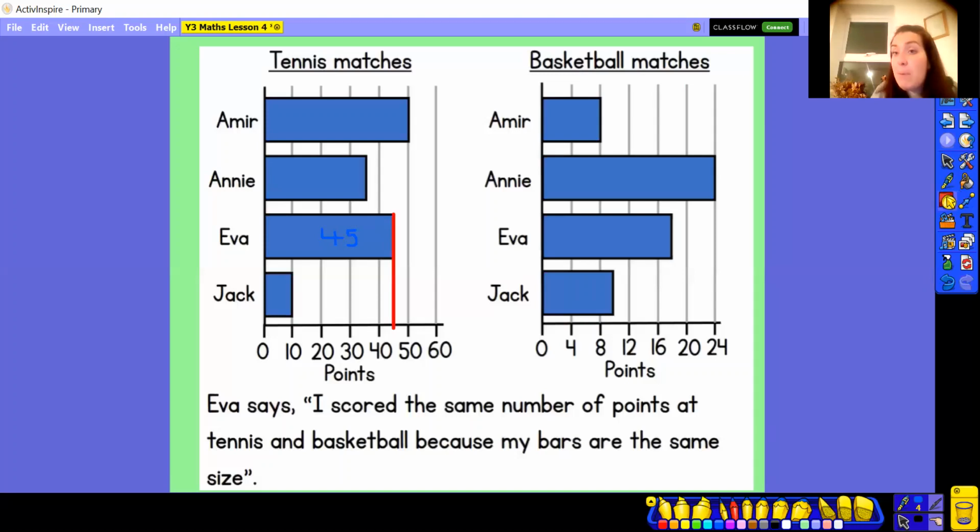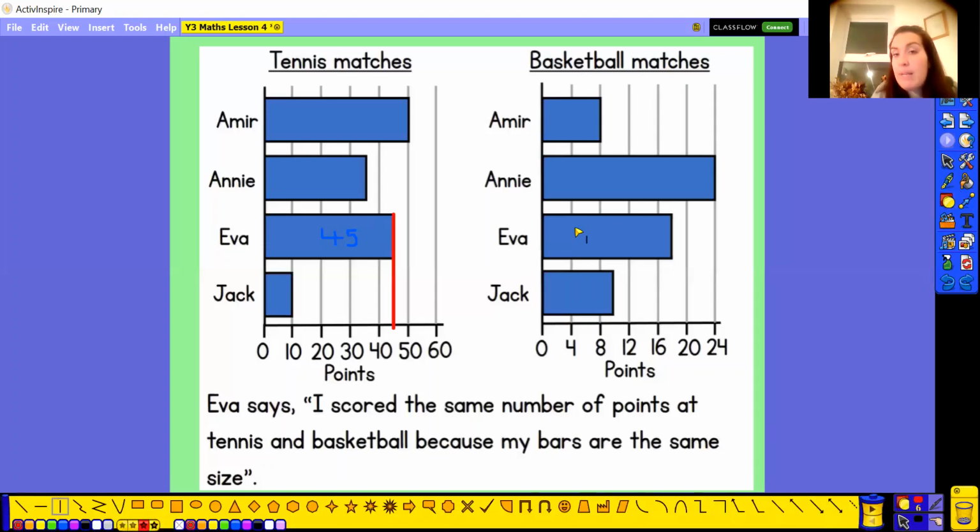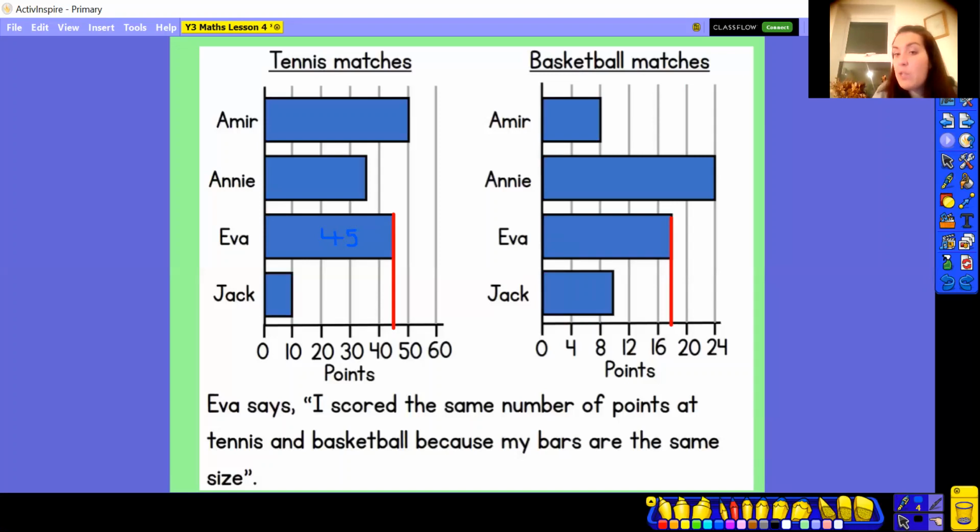Let's have a look at her basketball matches. Again, I trace to the end of the bar and I'm going to come down. And I can see that it's part way between 16 and 20. Well, what is halfway between 16 and 20? That is 18. So she scored 18 points in her basketball match and 45 points in her tennis match. So even though those bars were the same size, she didn't score the same number of points. And that's why it's always so important to look at the axis so you know what the different amounts on the bars are worth.